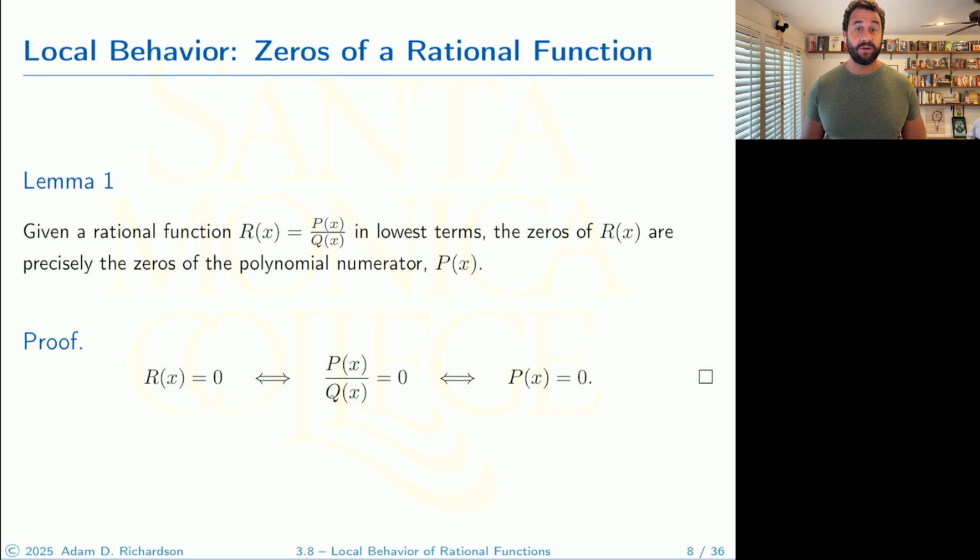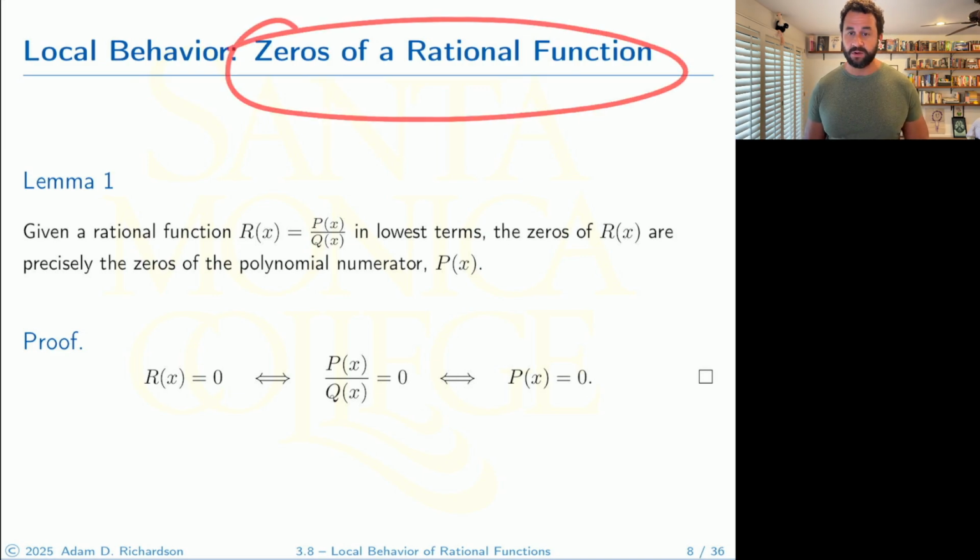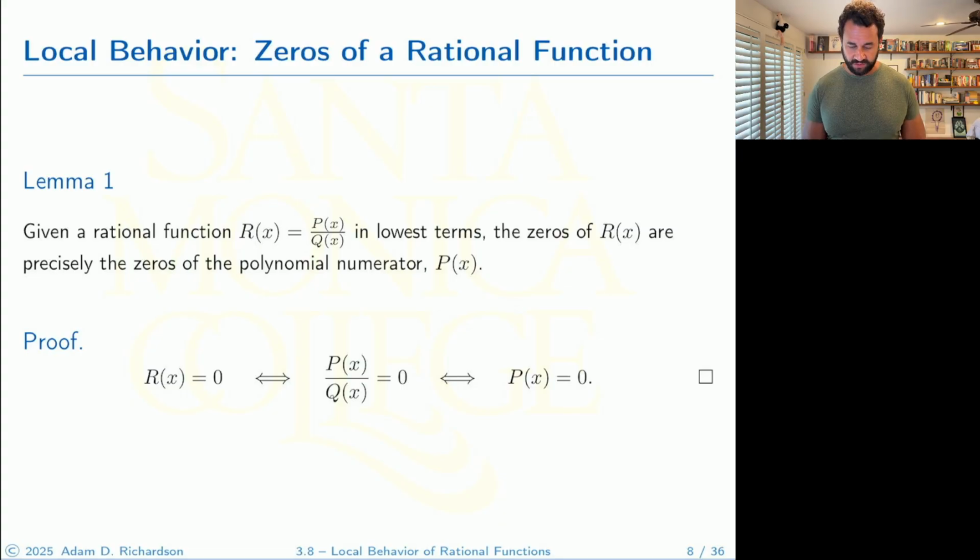Oh, yeah. Okay. So zeros. Now we're going to talk about the local behavior, zeros of a rational function. If you're given a rational function in lowest terms, the zeros of the rational function itself are the zeros of the numerator, p of x. Here is the proof. It's a very quick and easy proof. If you want to know the zeros of your rational function, and it is written in lowest terms, multiply both sides by q of x, and you get p of x equals 0. So when we talk about the zeros of a rational function, we're really just looking at the numerator, as long as the function's in lowest terms, all right?